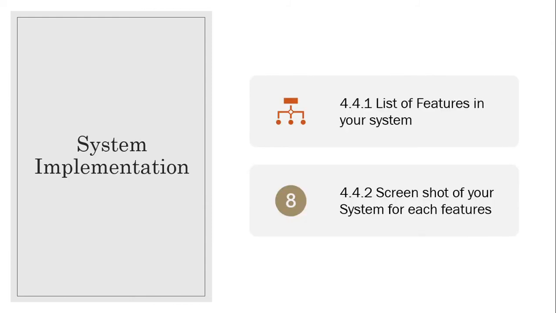Okay, then system implementations. So you need to list the features of your system, as well as a screenshot of your system for each feature. What are the features that you have? This is not compulsory. It will be based on your research area. Some might put the system development inside the design. They already put it in design, so you don't have to put it under development.